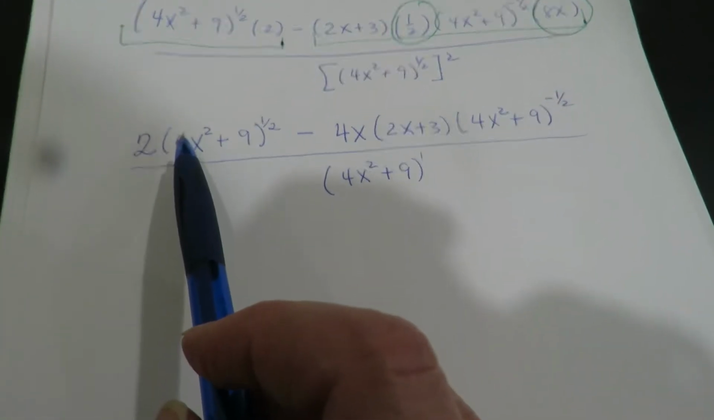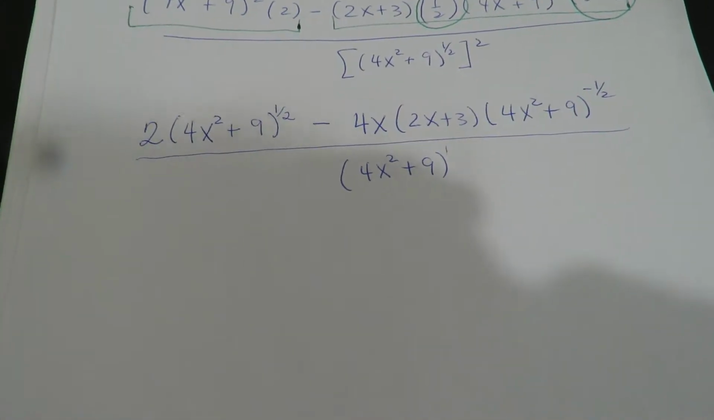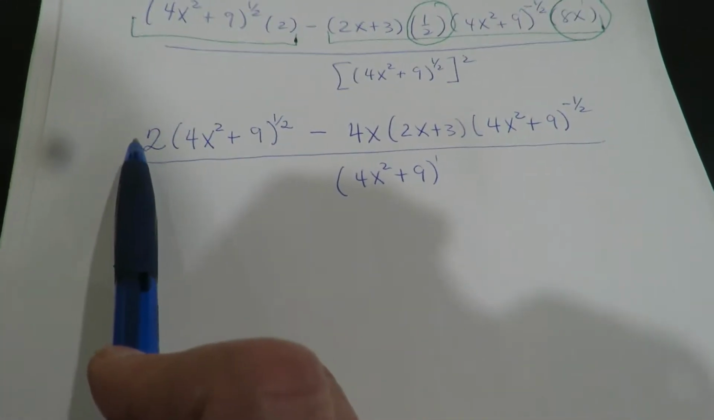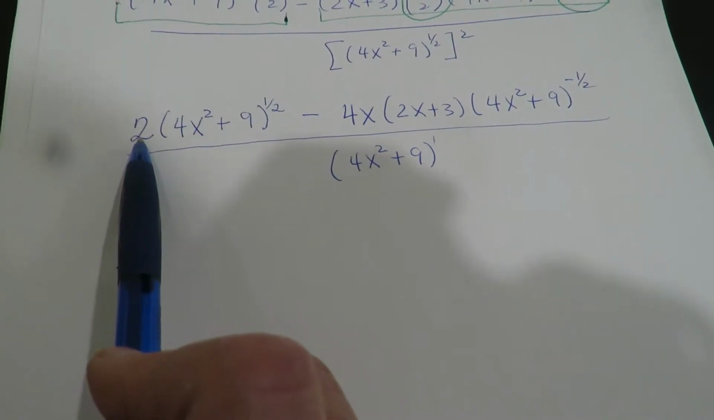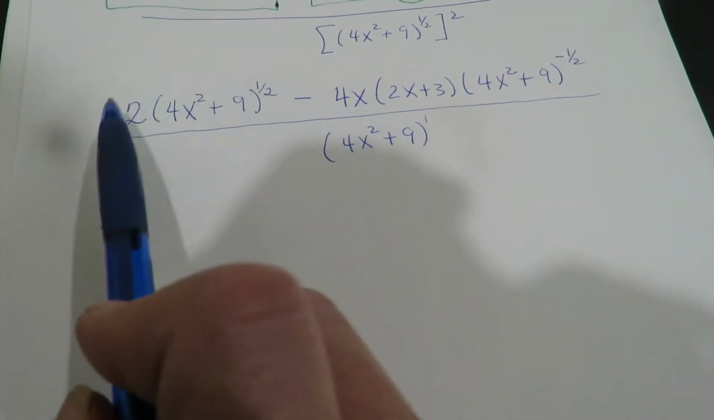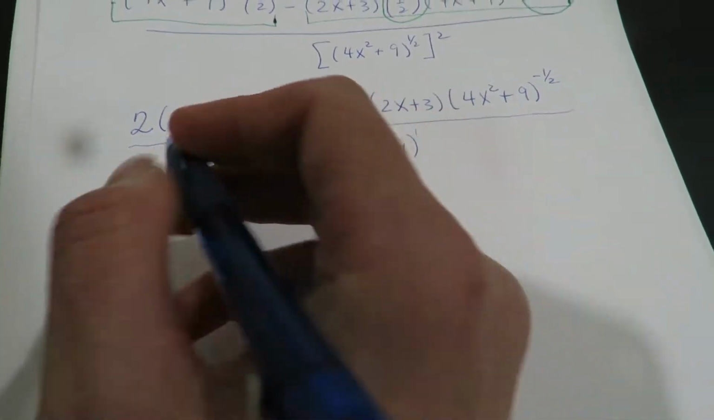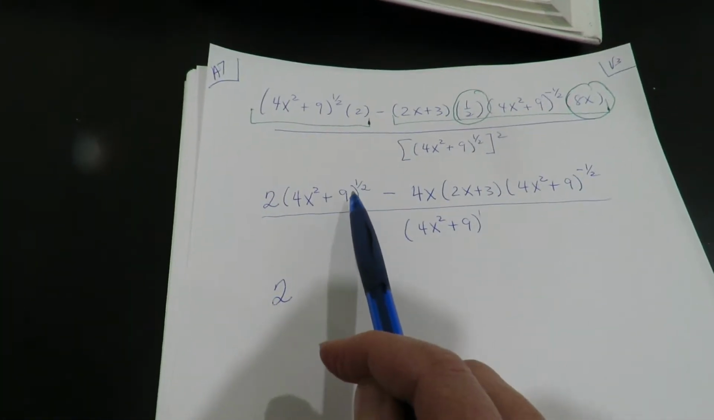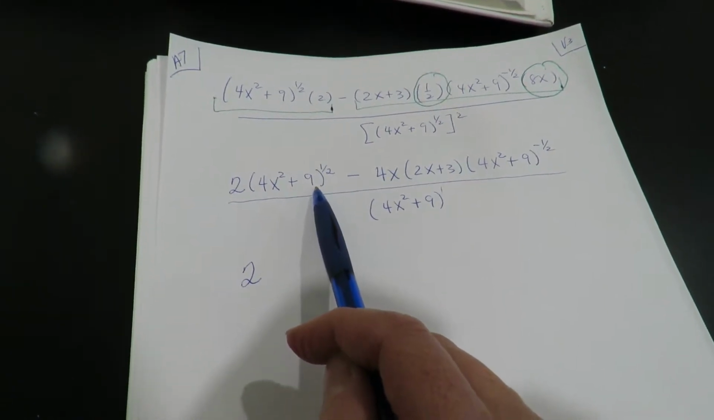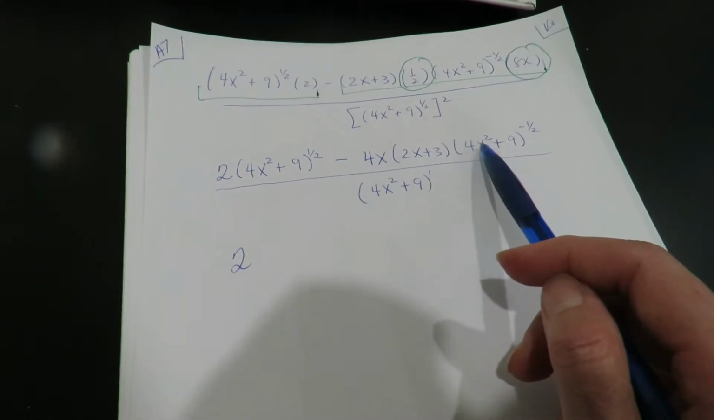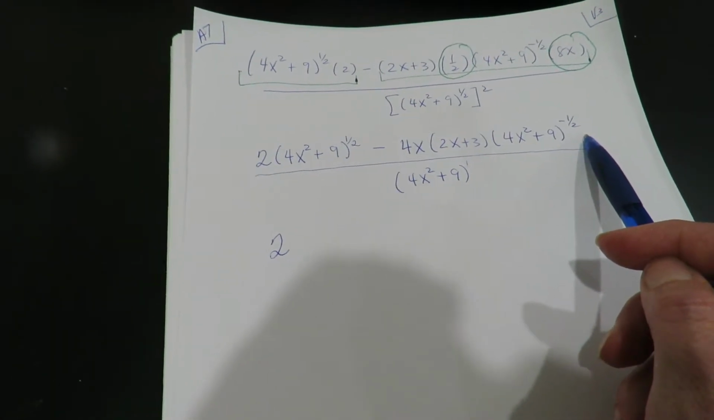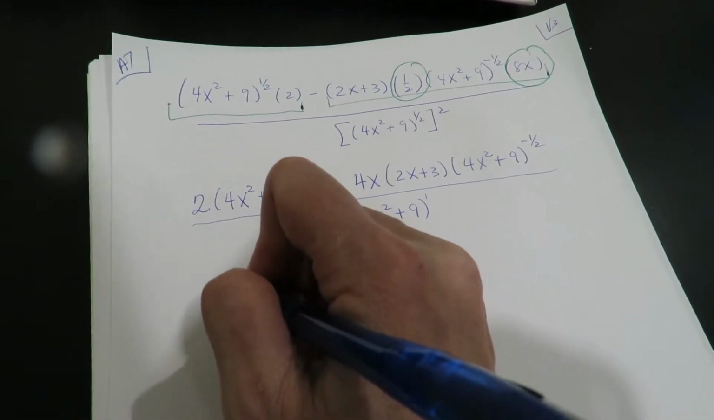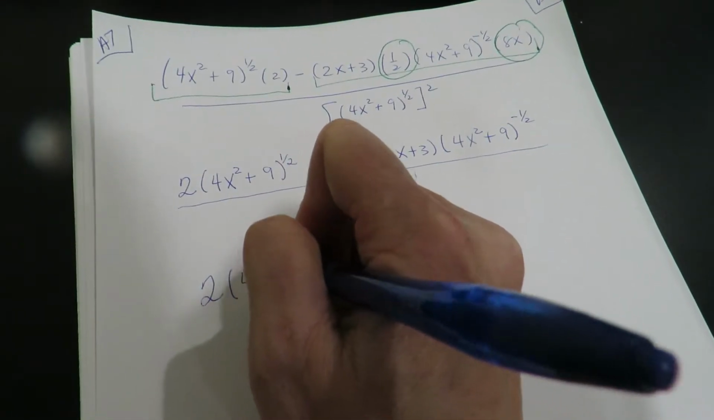So scan this and try to figure out what you think the common factor is. I see that it has a 2 here and a 4 here, so the common factor for these numbers would be a 2. Now I'm going to look at this binomial. It's to the 1/2. This one's to the negative 1/2. So the smallest, the lowest, would be to the negative 1/2.